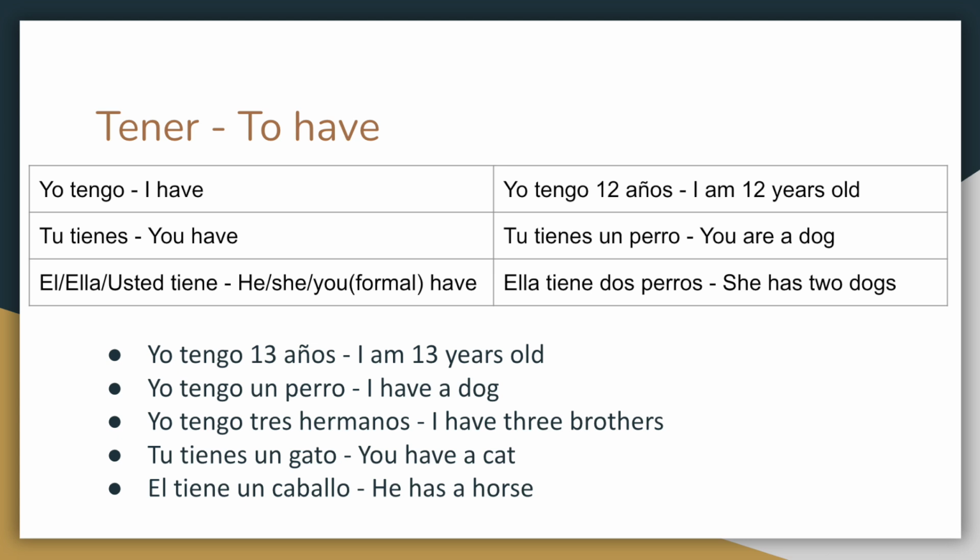So it's the same thing we've been doing. Yo means I, tú means you, él means he, ella means she, and usted means you formal. And you just start with the pronoun, you add the verb with the pattern, and then you add whatever else you want to the end of the sentence.